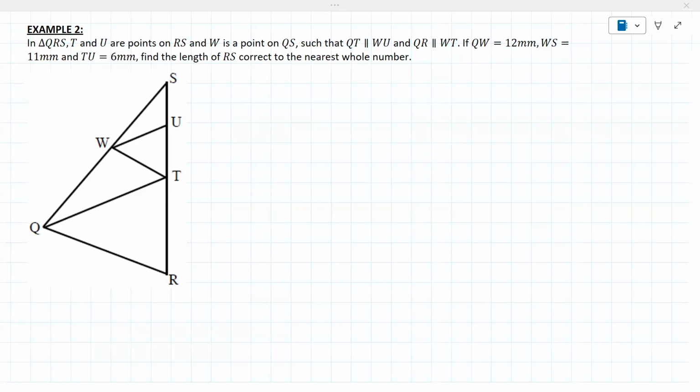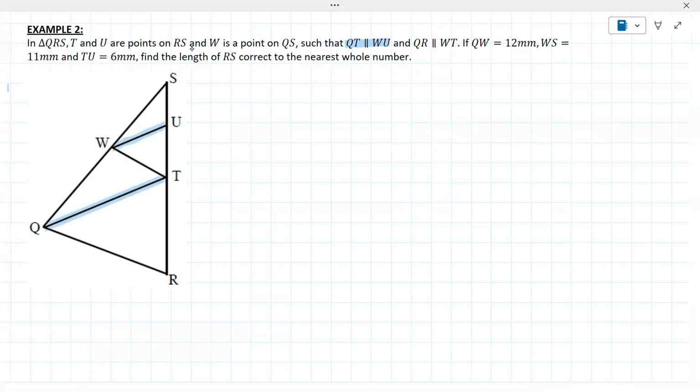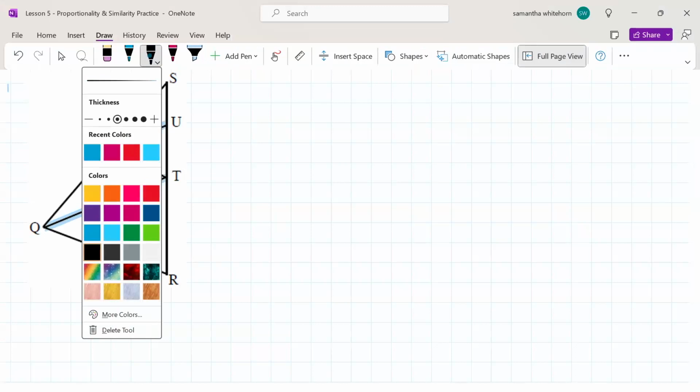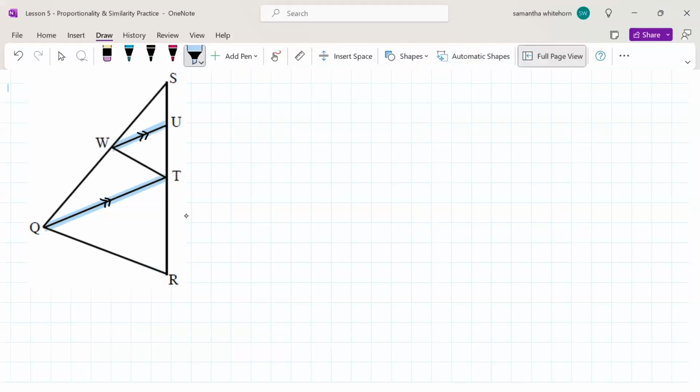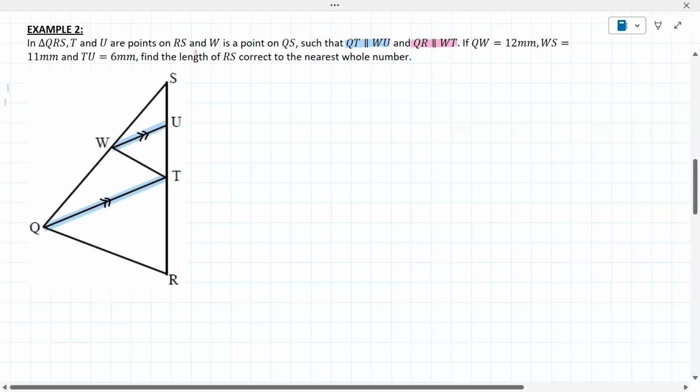Sometimes they do this. Sometimes we tell you in the information of the question a bit of information, but don't put it on the diagram. So QT parallel to WU are the blue lines over here. If you're drawing this diagram for yourself, if you want to put the little arrows on to show that they're parallel, that's absolutely fine. And then the next set of parallel lines we were given was QR and WT. So QR in pink.